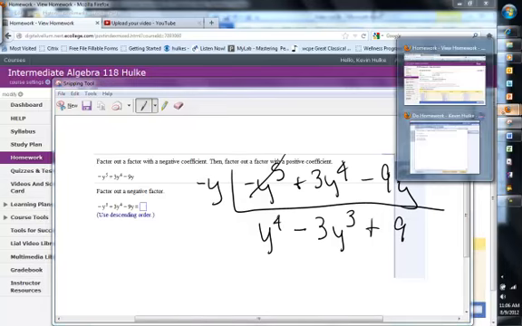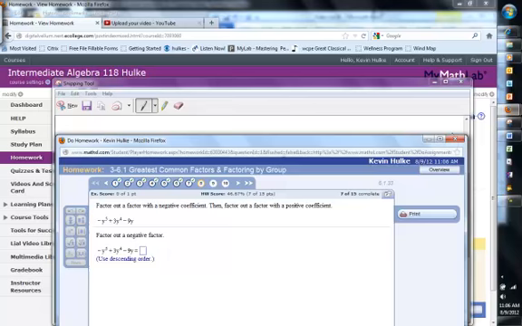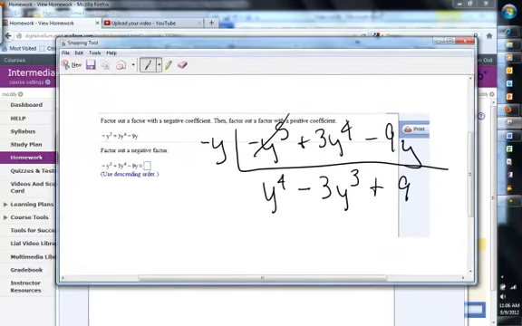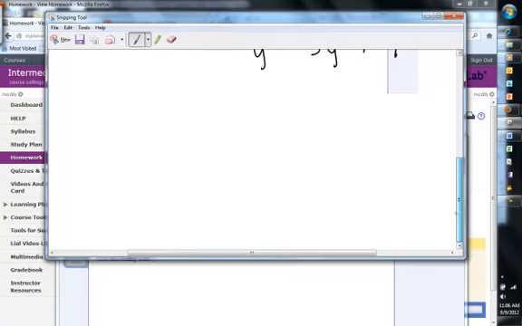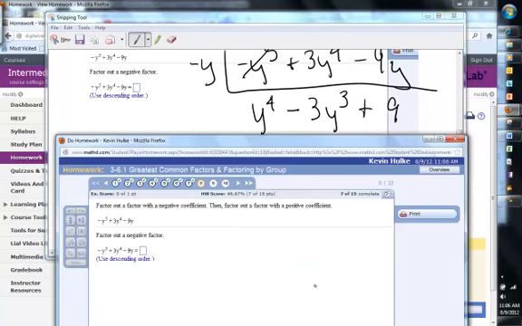So our factored form is negative y, y to the 4th minus 3y to the third plus 9.